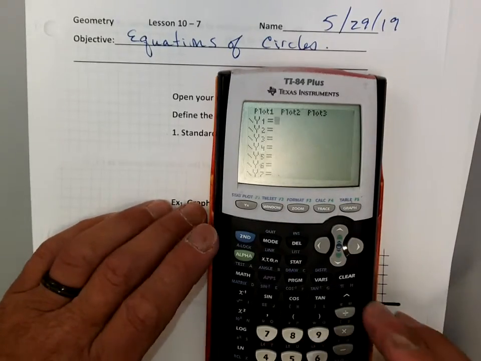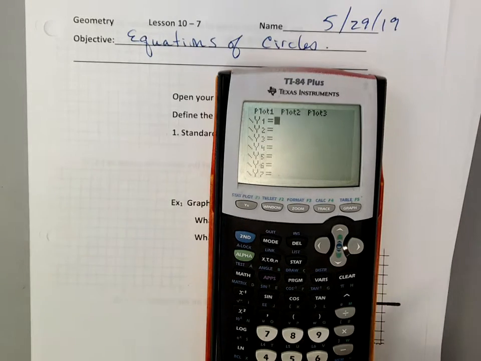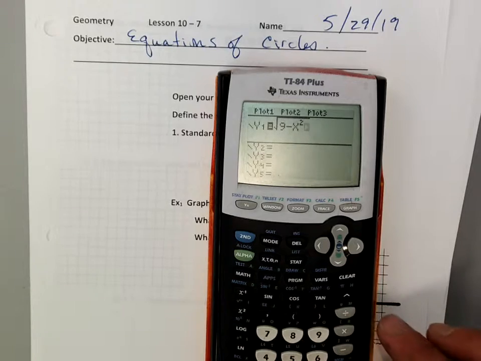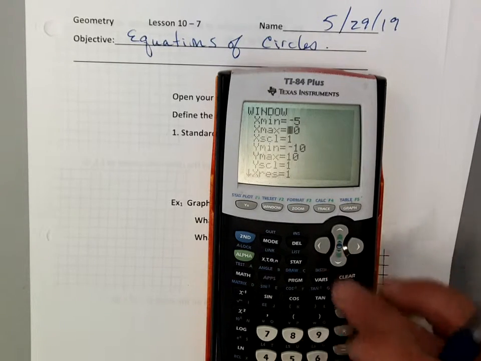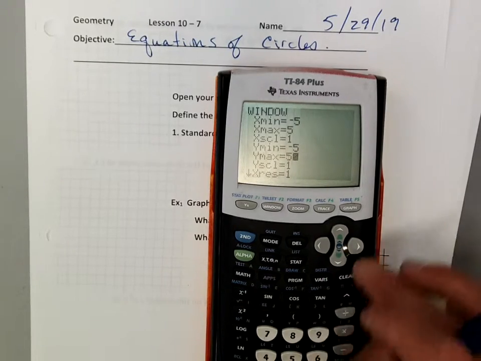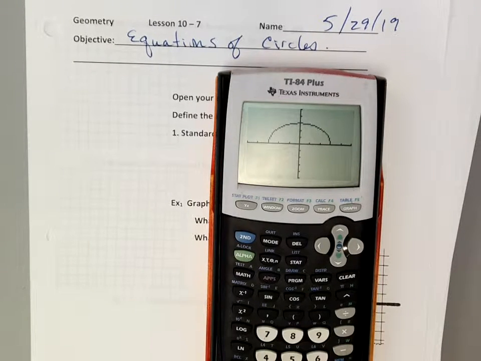A circle's not a function. Okay, so here's how I do one. I'll just show you an example. Square root of 9 minus x squared, and I check my window, let's go negative 5 to 5. Just watch. Graph, okay? Now what do you see? That's an oval. It's a half circle, right?